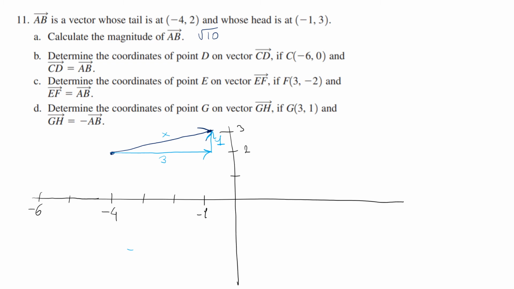Now the second question says, determine the coordinates of point D on vector CD if C coordinates is -6, 0 and CD equals AB. What this means is, remember the equal vectors, this does not just mean magnitude, it means the direction, the magnitude, and they need to be parallel to each other, right? So if my point C is given to me as -6, 0, then I don't know the coordinates for D. What I can do is use the components that I found, x and y components, and draw a vector depending on that.